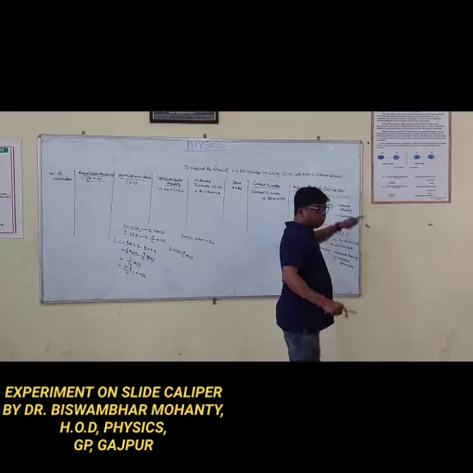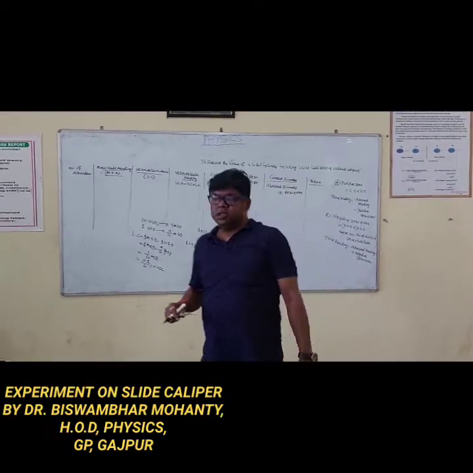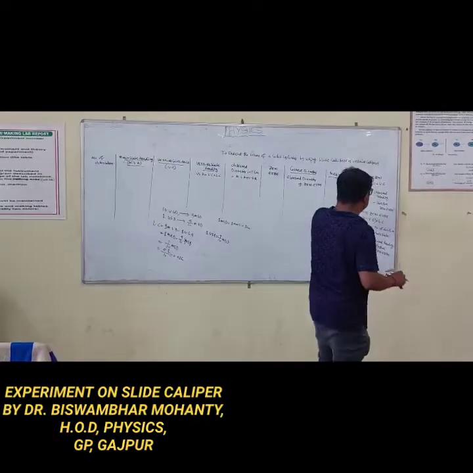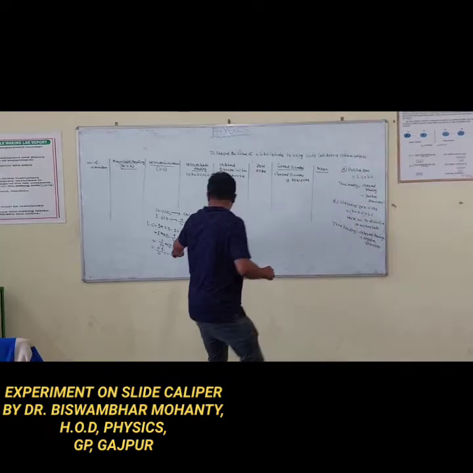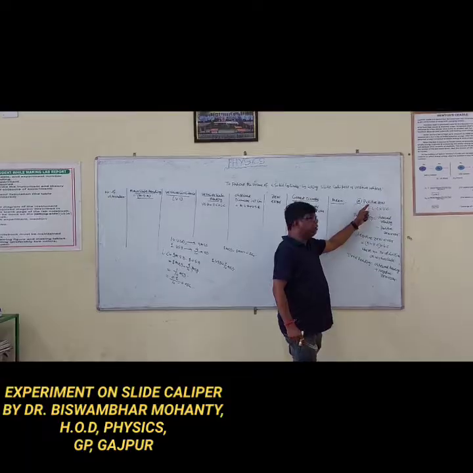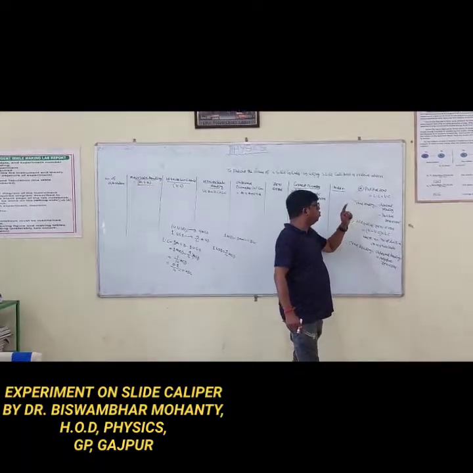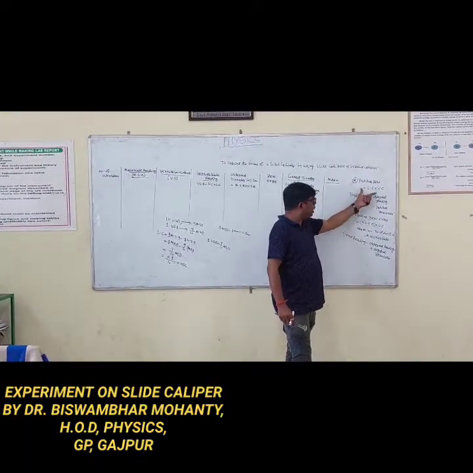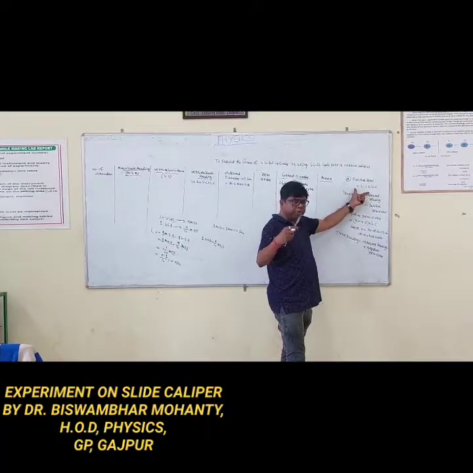Suppose the 6 of the vernier scale coincides with the main scale, then the vernier coincidence is 6. You have already calculated the value of least count, 0.01 centimeter, and you calculate the positive zero error. How you will calculate the true value from the measured value, I will explain after calculating the positive zero error.